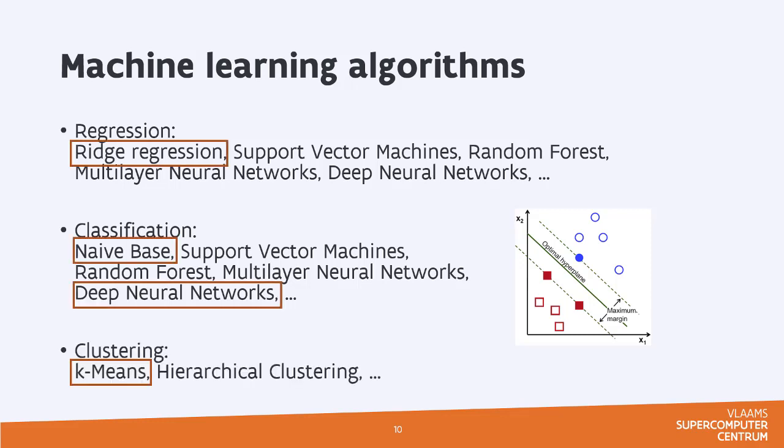We will be talking about ridge regression for regression, naive Bayes for classification, and we'll also discuss deep neural networks a bit. Along the way, of course, we'll also talk about multi-layer neural networks, since you need to understand those in order to understand deep learning. For clustering, we'll talk about k-means. And again, there are other algorithms, such as hierarchical clustering and so on.